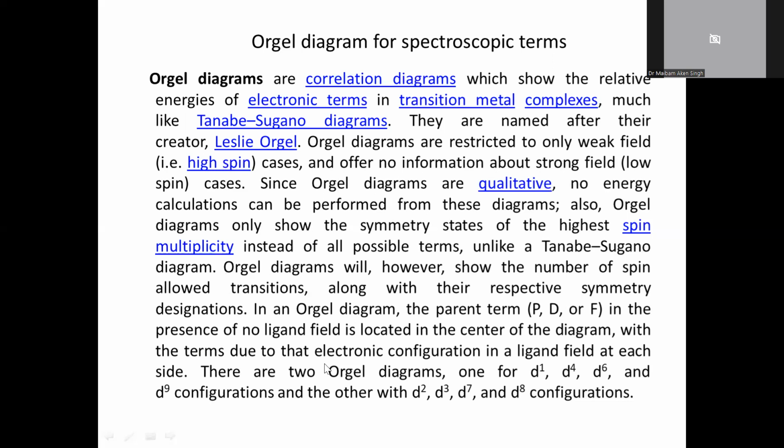In the Orgel diagram, the parent terms are S, P, D, F, G, etc., as we know from the orbitals. There are two types of Orgel diagram. One shows d1, d4, d6, and d9 configurations. The other shows d2, d3, d7, and d8 configurations. These two sets give different terms.